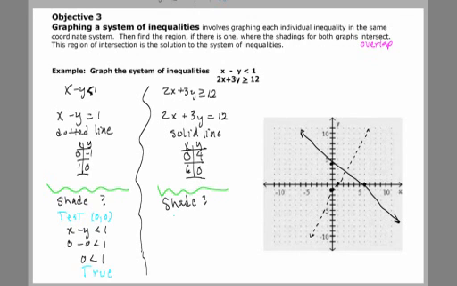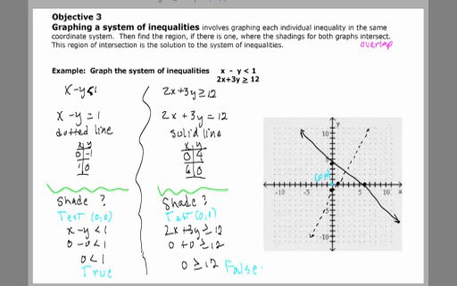So we'll do the same thing. We'll test 0, 0, right there, because it's not on that boundary line. The original is 2x plus 3y greater than or equal to 12. Let's put a 0 for x, a 0 for y, and we'll have 0 plus 0 greater than or equal to 12. So is 0 greater than or equal to 12? No, it's not. So the test point for this one is false.